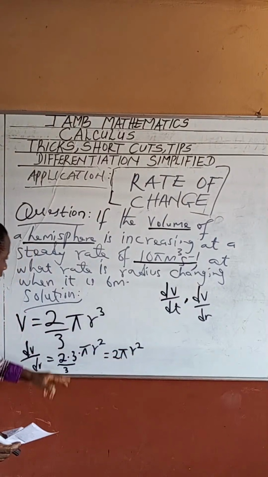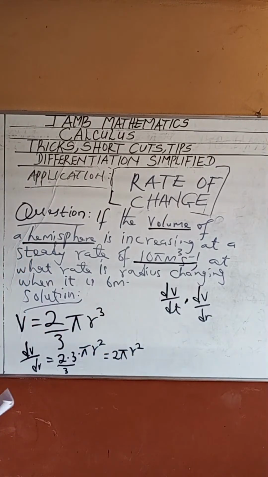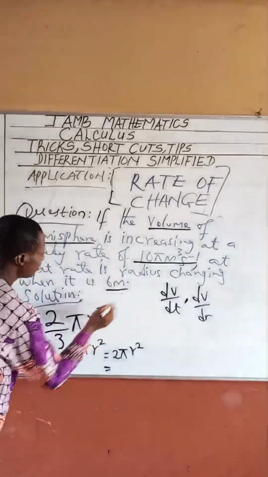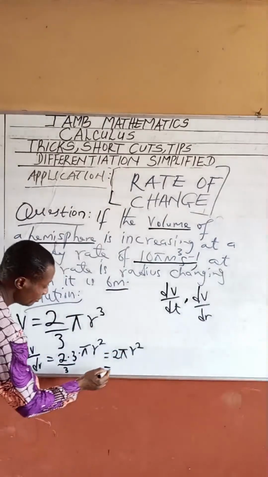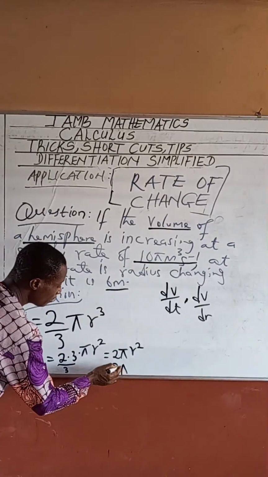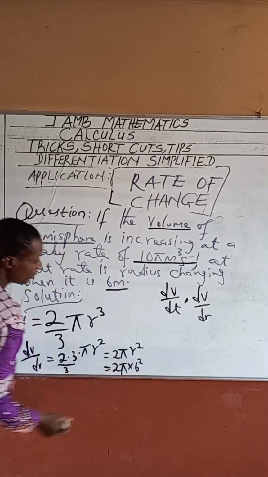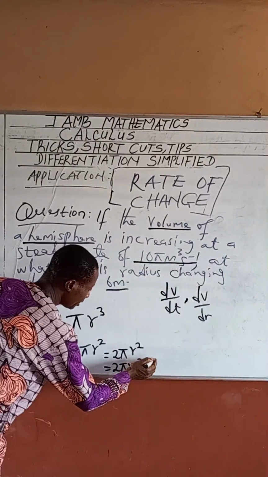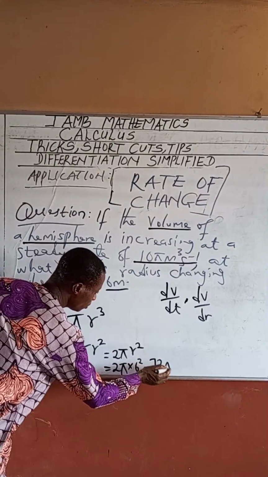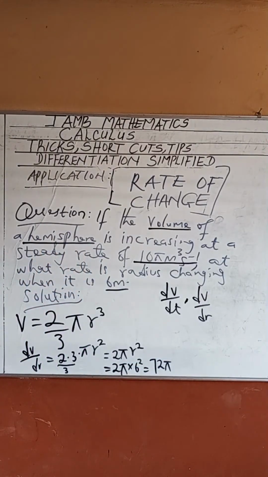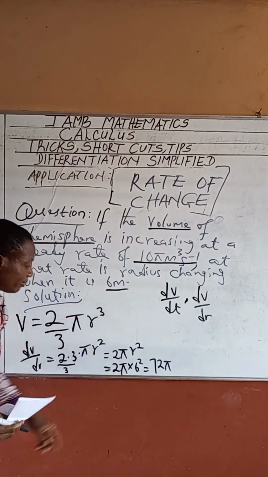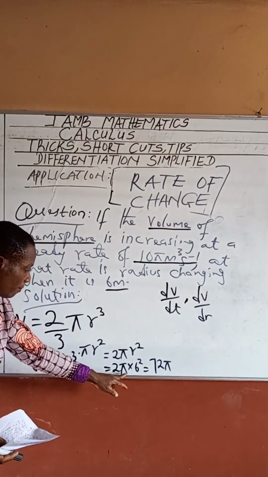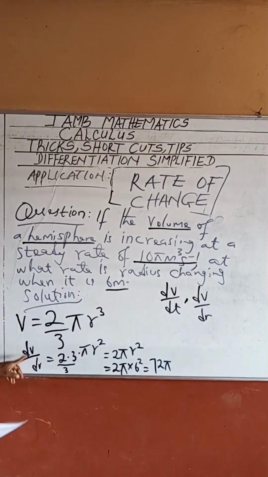There is 6. We are going to replace r here with 6. What is dV/dr? We are giving 6 here for r. So that gives 2 pi times 6 squared. 6 squared is 36, then times 2, that's 72 pi. Do you get it now? So if you substitute this 6 here, you have 72 pi, because 6 times 6 is 36, times 2 is 72 pi. So that is dV/dr.